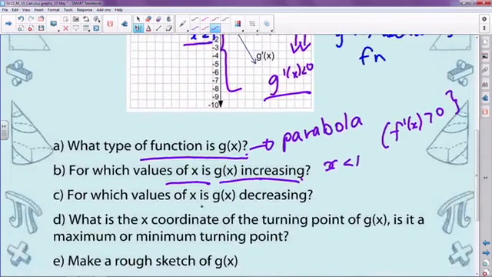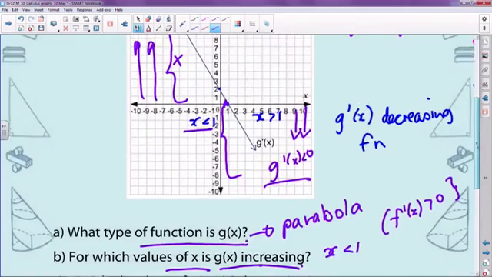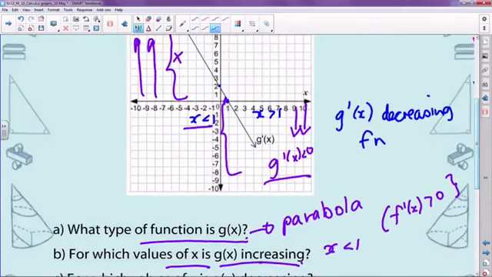For which values of x is g of x decreasing? So decreasing would be when my gradient function is negative, and we see that it's below the x-axis for all values of x greater than 1.